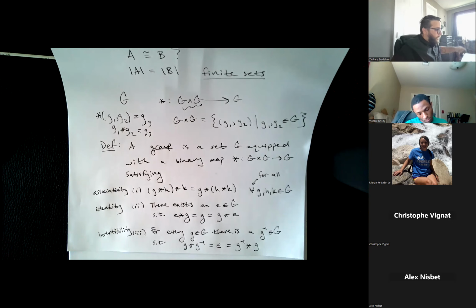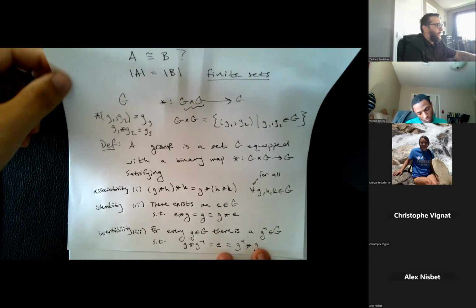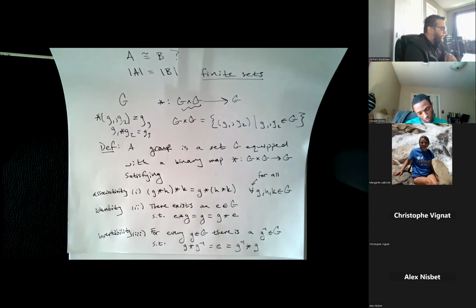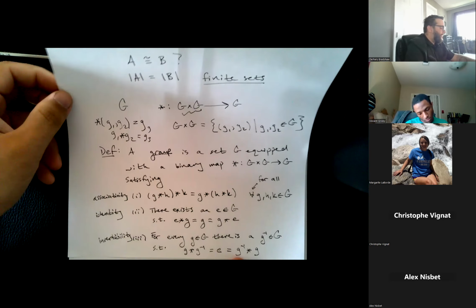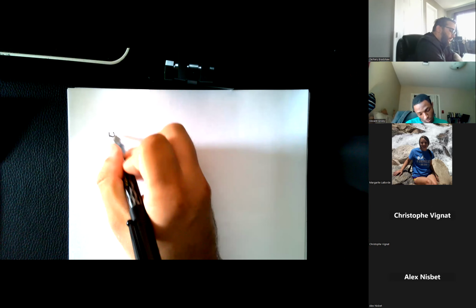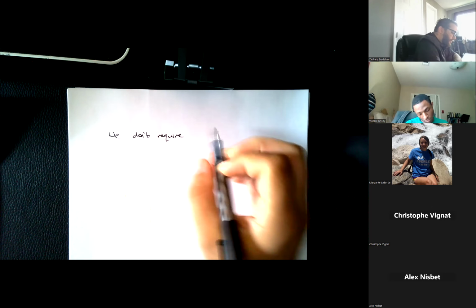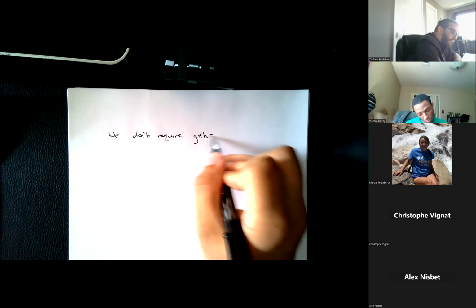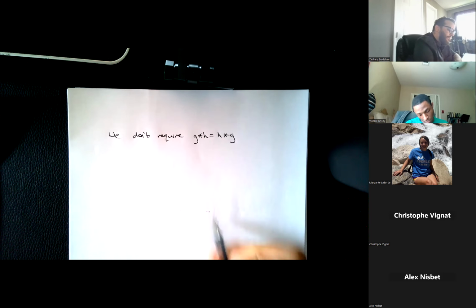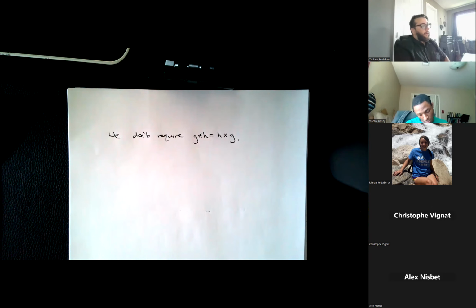Okay, so the first thing I want to notice is that we're not requiring here that this thing is commutative. Right? So we don't require G star H to be equal to H star G. Multiplication of the reals is commutative. Addition of integers is commutative. Something that's not commutative is matrix multiplication, right?